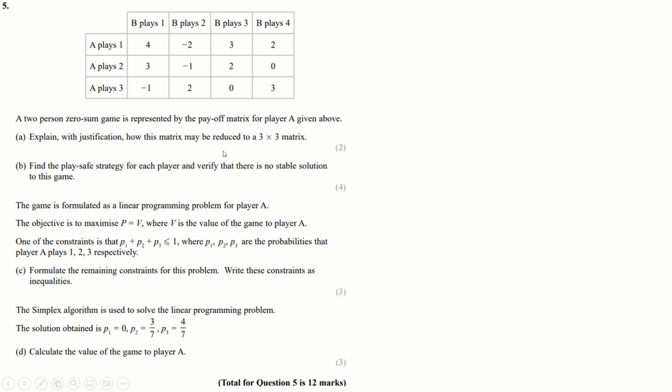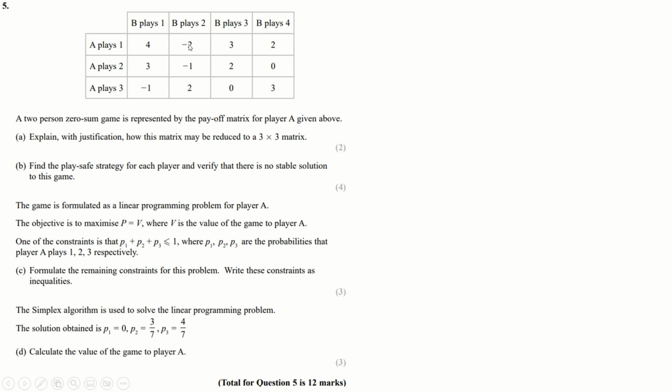Question 4 then, so the game theory question. So let's have a look at this. Why is one of the rows, why can you reduce this down? Well, if you look at the rows, this is obviously a question about dominating rows. I think it's this row and this row, if memory serves correctly.